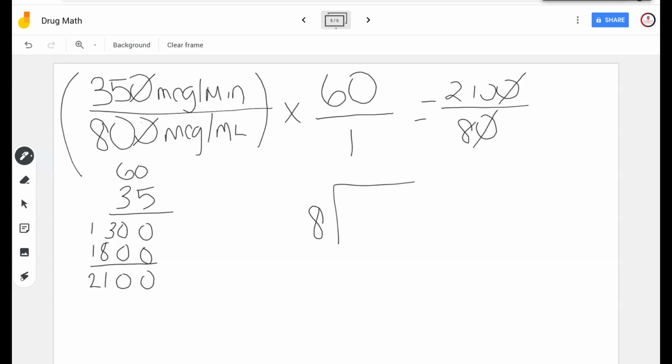8 into 210. Okay, 8 goes into 21 twice. Right, 16. It goes into 50, 8 times. Sorry. 6 times. 6 times, there we go. I can't do math. It's alright, no one can do math. It's too early in the morning.